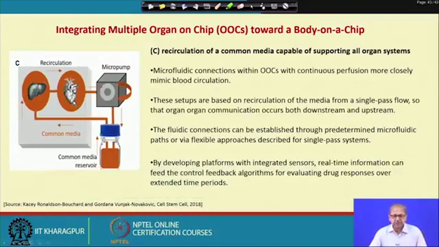And this is a chip where that recirculation is there, like in your normal vascular system, the common media is passing through each of the organ on chips and again circulating. This is like a circulating system in our body. So, in that platform every organ is getting feedback from the other organs; there is no downstream or upstream.